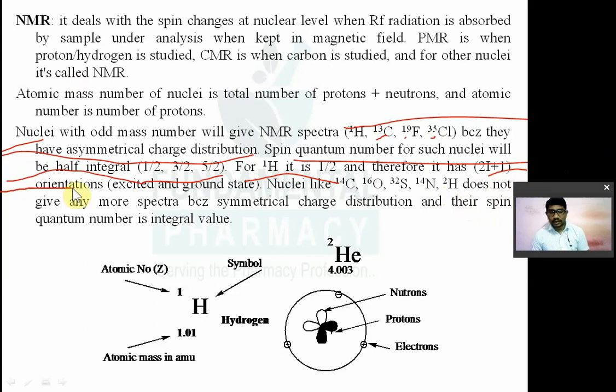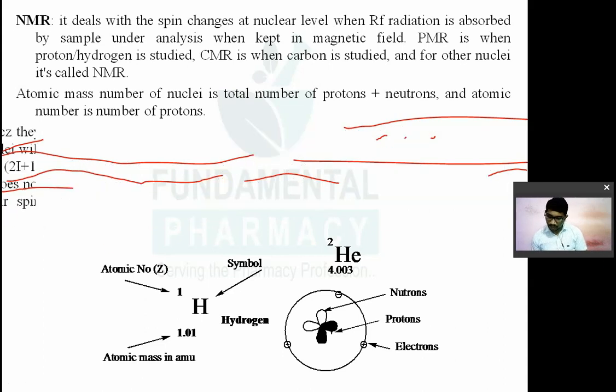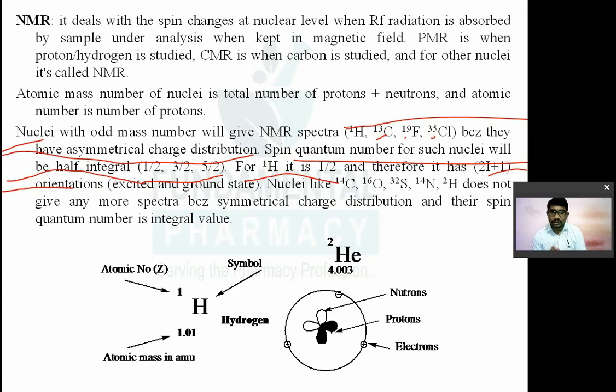Orientation means different directions. Hydrogen has a spin quantum number of 1/2, so it will have 2I+1 orientations, that is, two orientations. One we call the excited state and the other the ground state. So hydrogen has a spin quantum number of 1/2 and therefore has 2I+1 orientations. The first orientation is known as the excited state and the second orientation is known as the ground state. So orientation means the ground state structure.